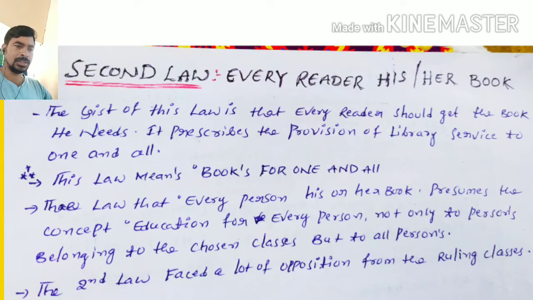Second law: this is a 2012 UGC NET bit. This law means books for one and all. This law, that every person is a book, presumes the concept of education for every person, not only for persons belonging to the chosen classes but for all persons. The second law faced a lot of opposition from the ruling classes.